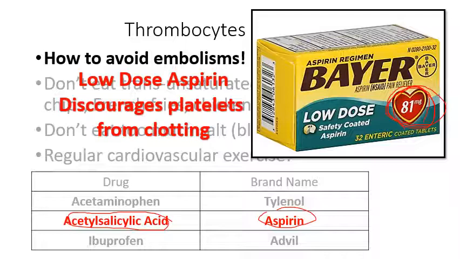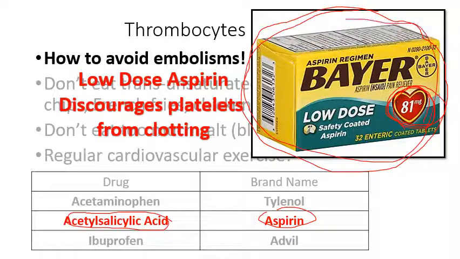So people, especially older people, middle-aged and up, late 30s and on up for the rest of your life, should take low-dose acetylsalicylic acid every day. So you take 81 milligrams of aspirin every night before going to bed.